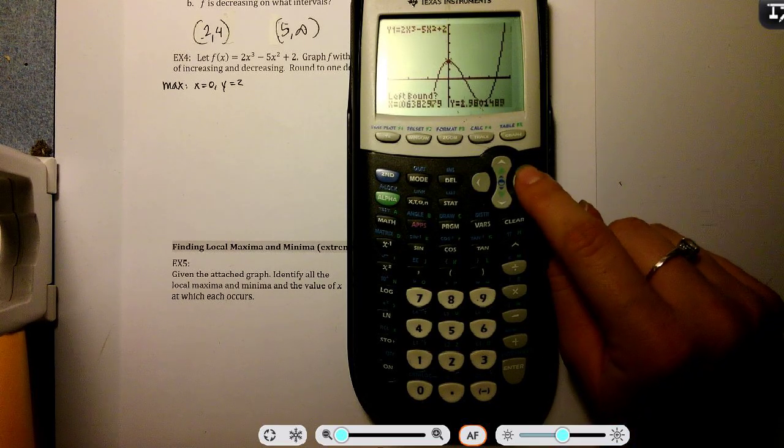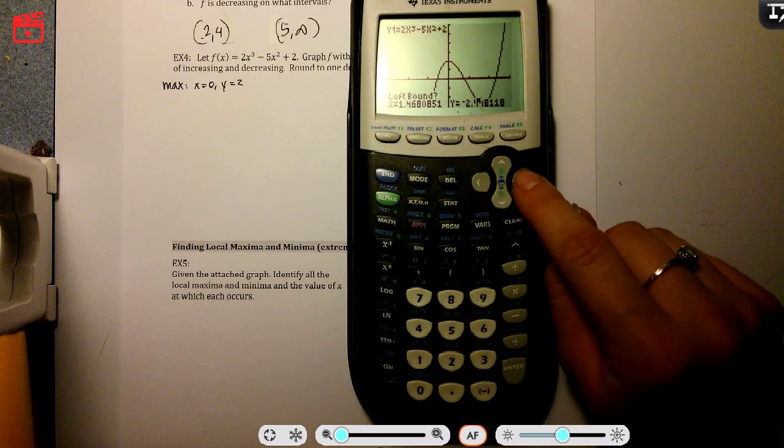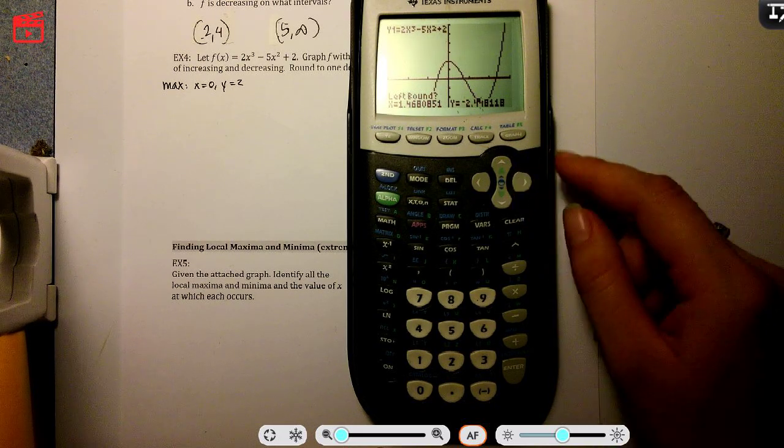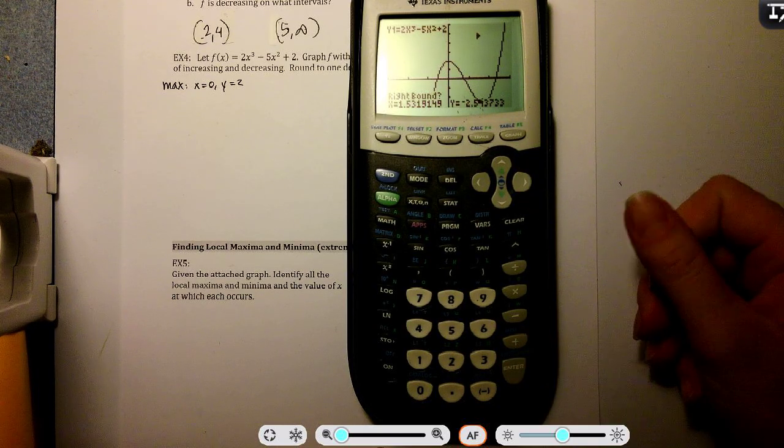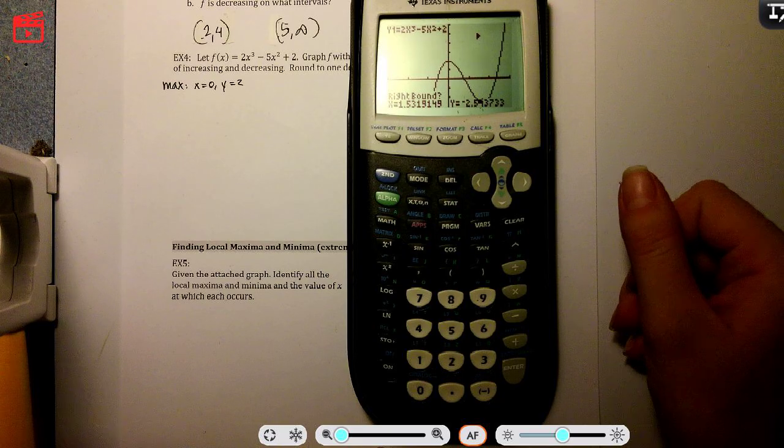Now we're going to find the left bound. So let's go down to our point, holding that key. All right, so that looks like a good left bound. You try to get as close as possible to your point. Hit enter. Now it wants me to find the right bound.